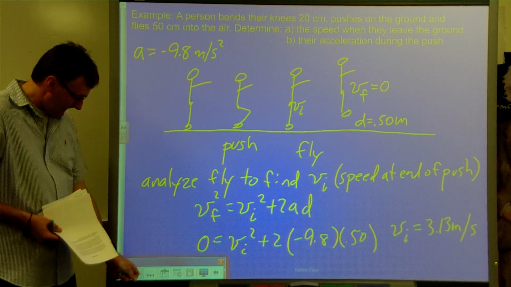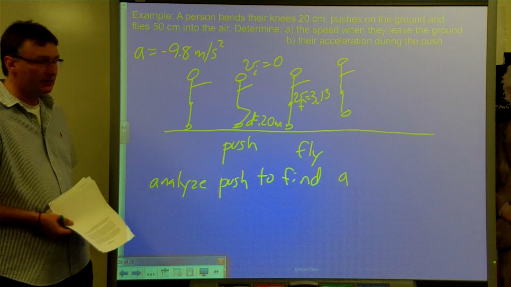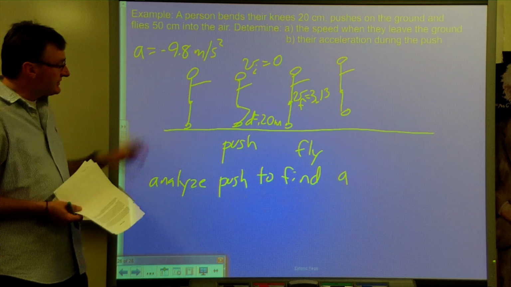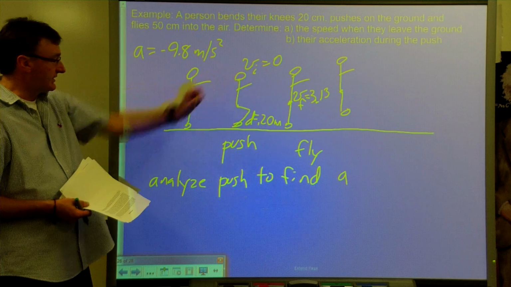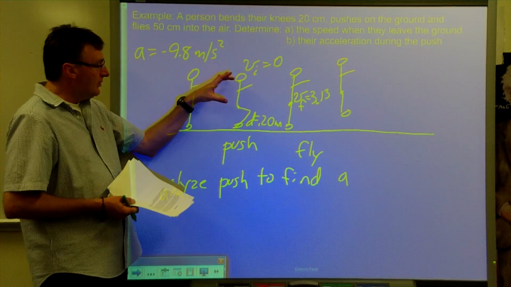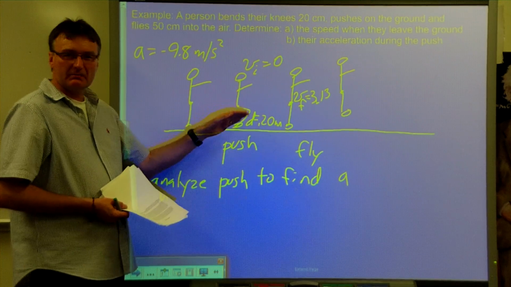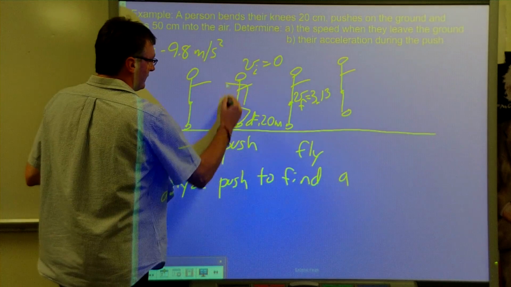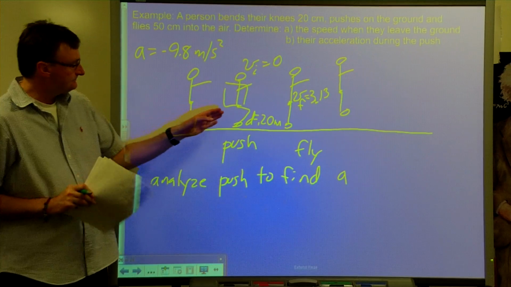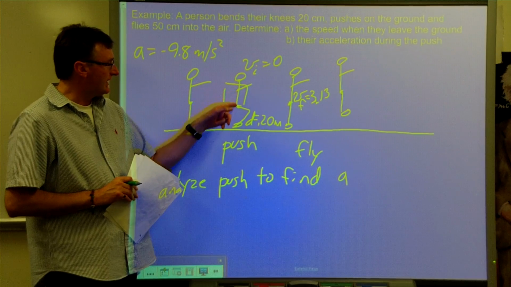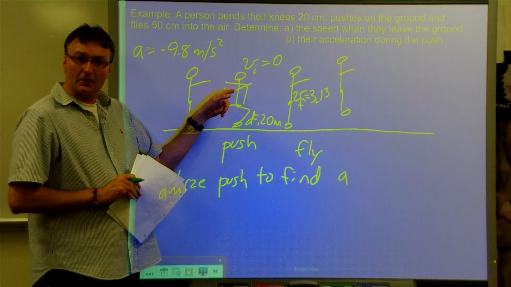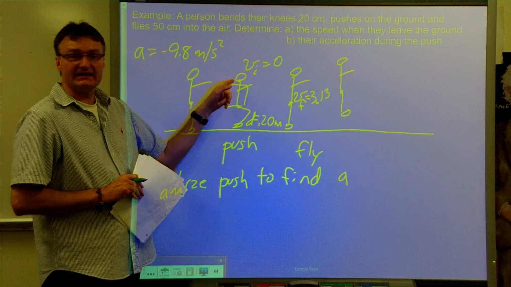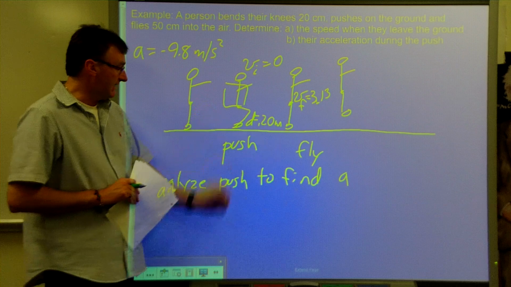And then part B, we want to find their acceleration during the push phase. And as I mentioned, the best thing to do is to just think about the torso of the person here, and the movement of their torso. Don't worry so much about the legs, the knee bend, and that kind of thing. Just remember that if you focus on the torso, what's happening is the force is acting over 20 centimeters. So the person's torso is being accelerated in an upward direction for 20 centimeters. And that's the important thing to keep in mind.